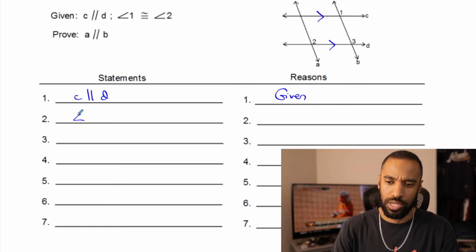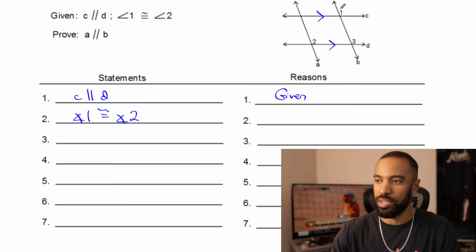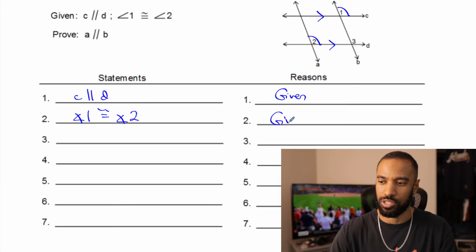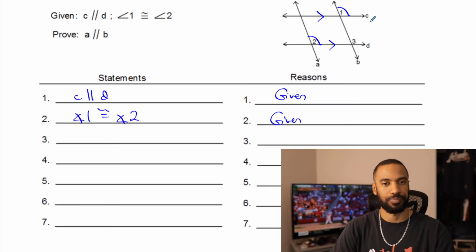Also, angle 1 is congruent to angle 2. The exact angles that we had to prove to be congruent before are now shown to be congruent. Awesome. We got to prove that line A is parallel to line B. Okay.